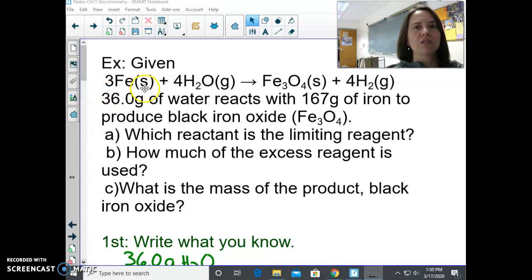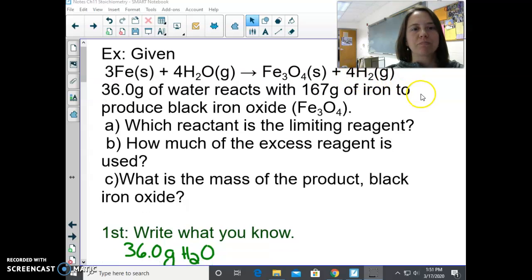And we started practicing this. Given 3 moles of solid iron and 4 moles of water vapor, it will react to form 1 mole of black iron oxide, which is solid, and 4 moles of hydrogen gas. So given we have 36 grams of water, that reacts with 167 grams of iron and produces black iron oxide. Which reactant is the limiting reactant? And we have already figured that out.